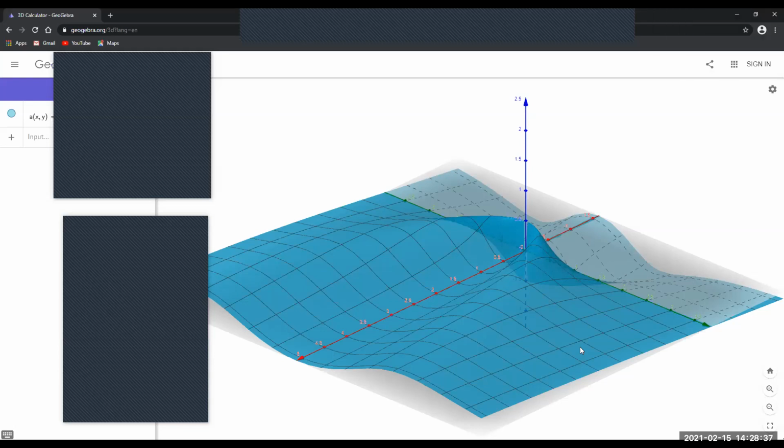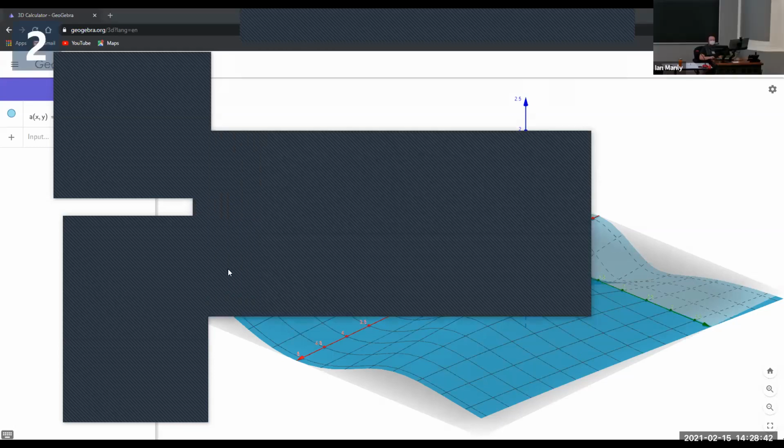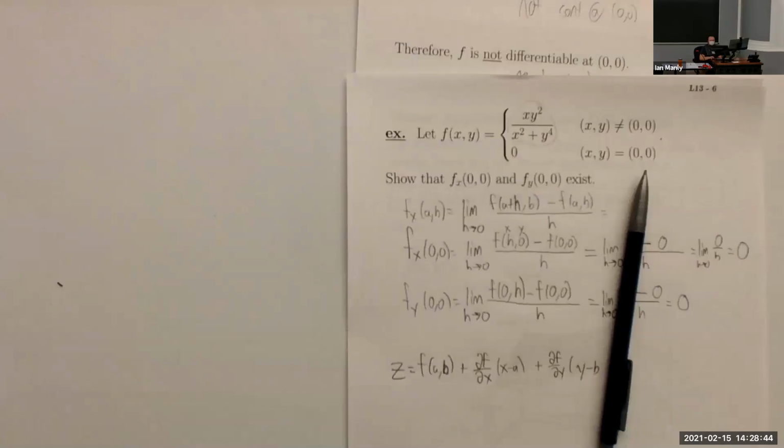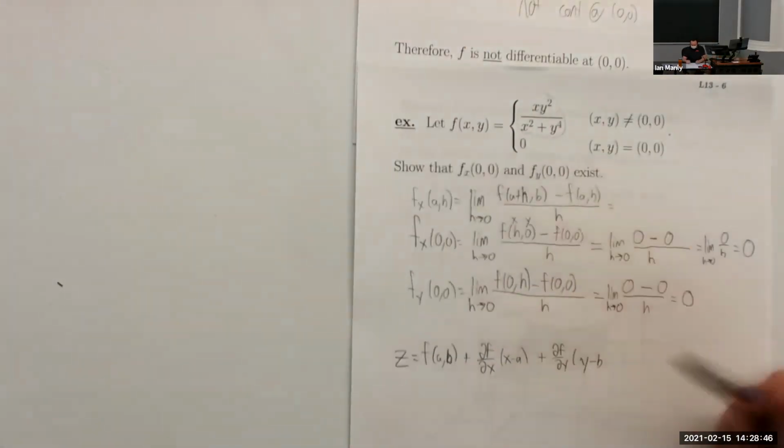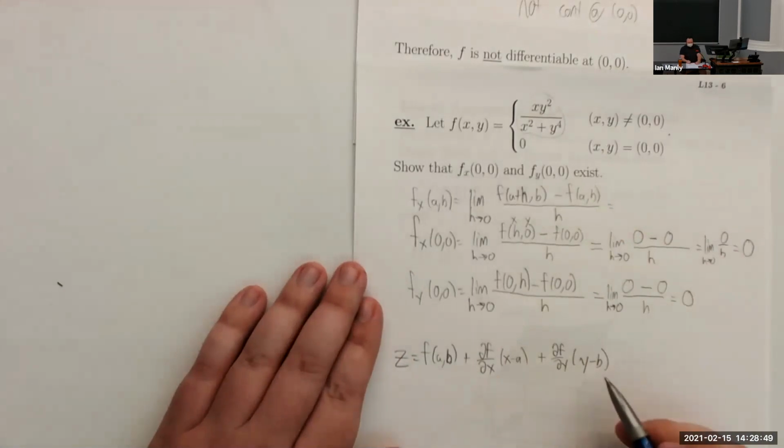We can't see that. Oh, yeah, that's right. You guys can't see me now. Let me flip over. Go back to the paper. There we go.